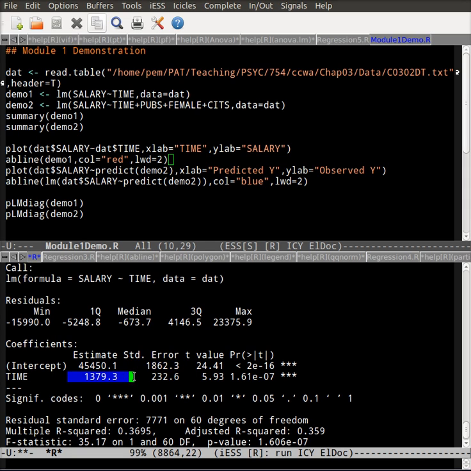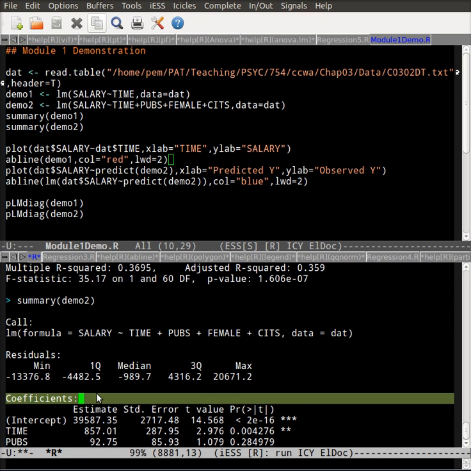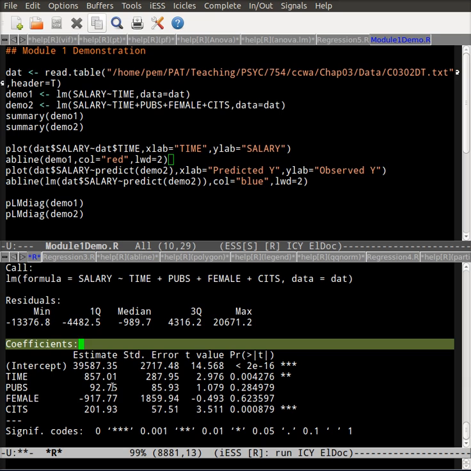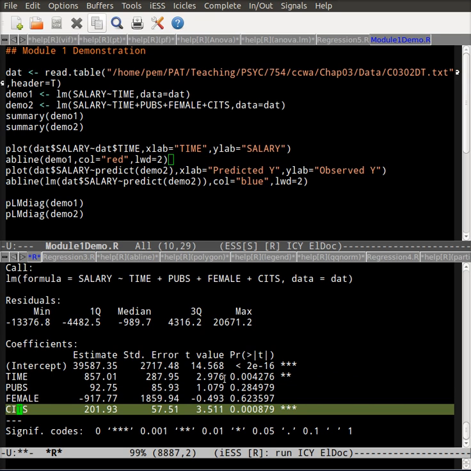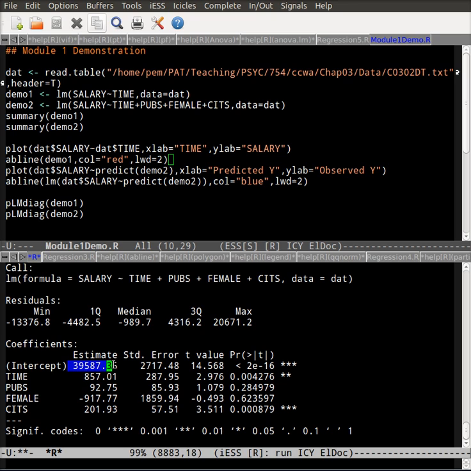So here we've got a bivariate model where time is a significant predictor because the p-value for time is sufficiently small, we reject the null, so this too is significantly different from 0. Then we move on to our multivariate model. Now I've thrown in a whole bunch of variables. We have our intercept and our time, number of publications, whether someone's female, and the citations. And you'll notice that the y-intercept changes. It's no longer 45,000, it's about 39.5 or 39.6.